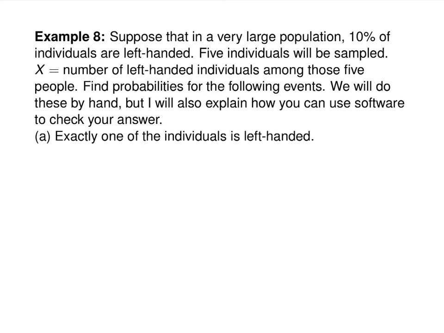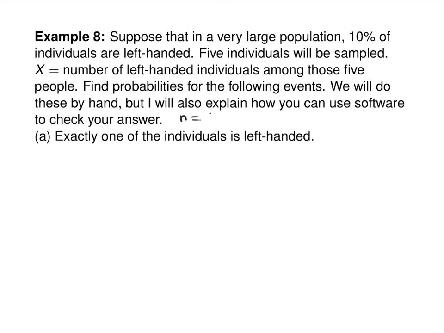Suppose that in a very large population, 10% of individuals are left-handed. We're going to sample 5 individuals, and x is the number of left-handed individuals among those 5 people. Find probabilities for the following events. We'll do these by hand, but I'm also going to tell you how you can use software to check your answer. Okay, so before we start, let's find our n and our p.